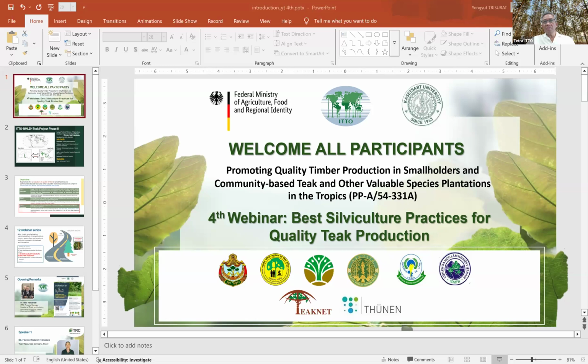The ITTO-BMLEH project on promoting quality timber production in smallholder and community-based teak and other valuable species plantations in the tropics aims to support sustainable and productive management of teak and other high-value timber plantations in the tropical region. Aligned with the policies and strategic goals of participating countries, the project focuses on sustainable plantation management, enhancing the value chain, and ensuring legality of timber production. This bi-monthly webinar series during 2025-2026 will provide a platform for stakeholders to exchange up-to-date knowledge and share successful case studies to address challenges in building legal and sustainable supply chains of teak and other valuable species plantations.